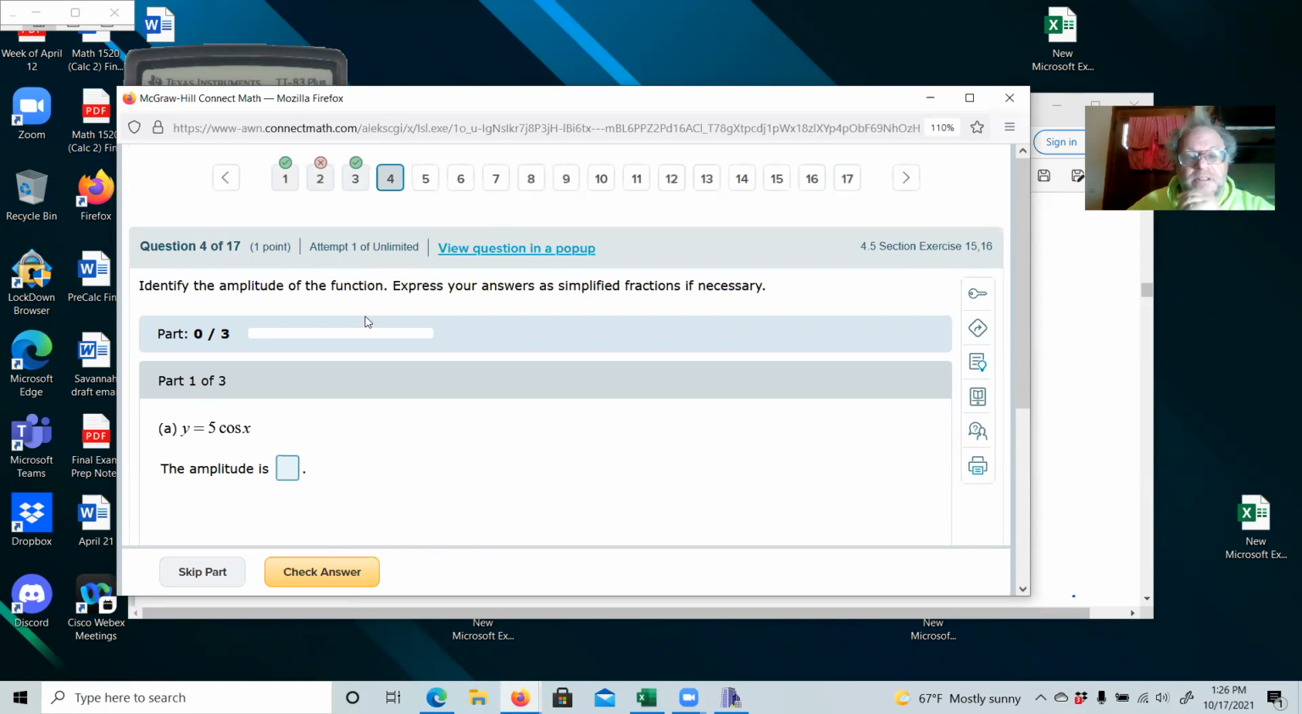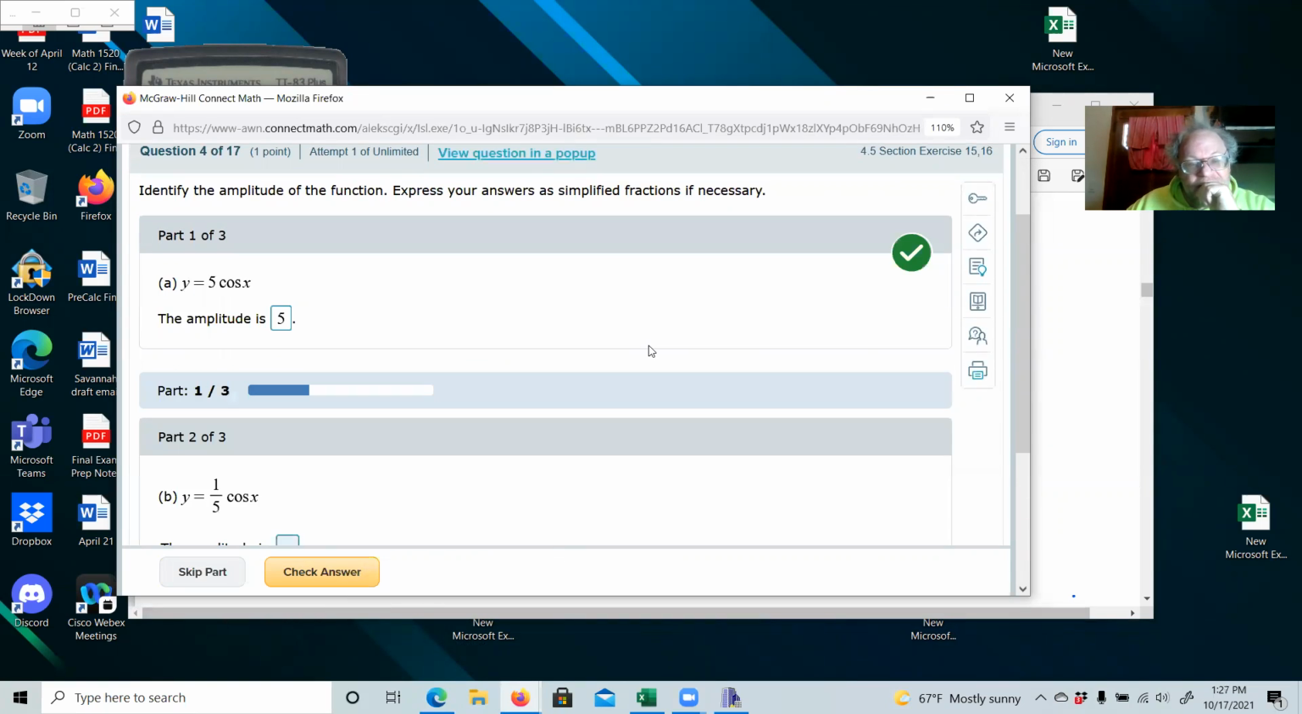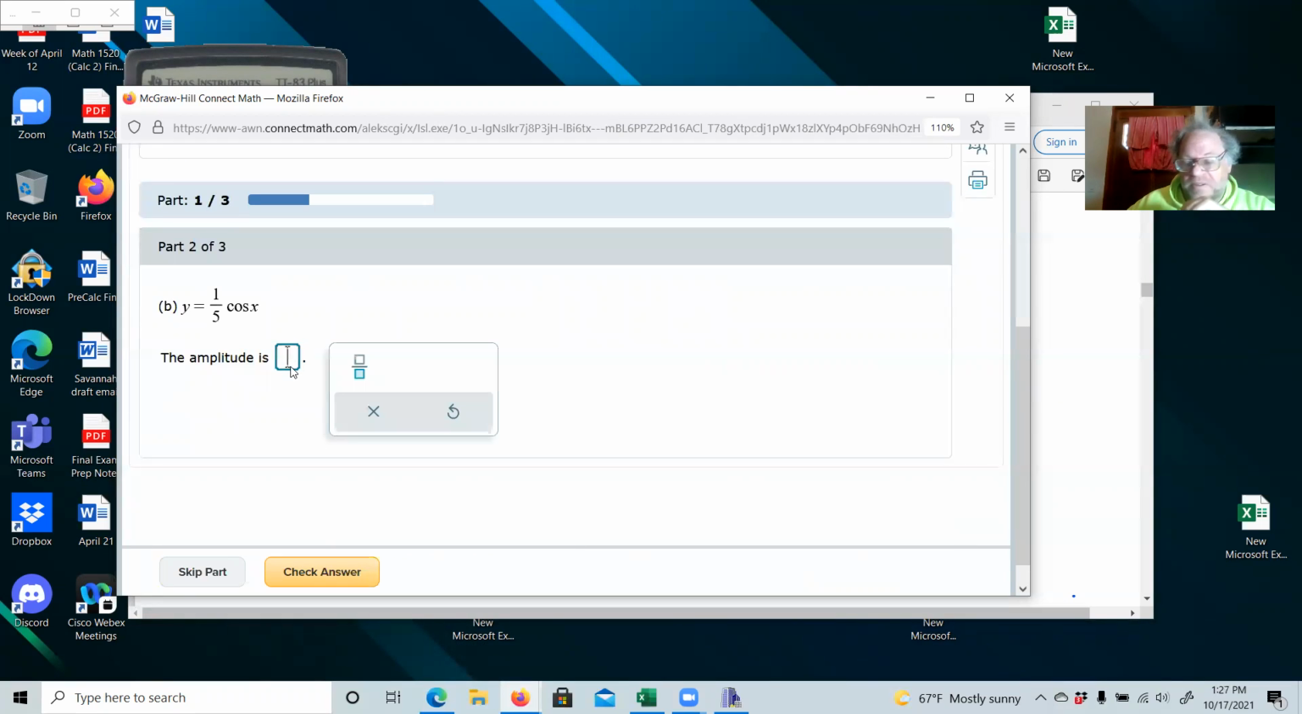Identify the amplitude of the function. I can get into this now. Amplitude is the easiest question somebody's going to ask you. Just take the absolute value of the number that's in front. 5. That's it. That really is it. Amplitude here, 1/5. And if it's negative, we don't care. We take the absolute value, we move on. That's still the amplitude.